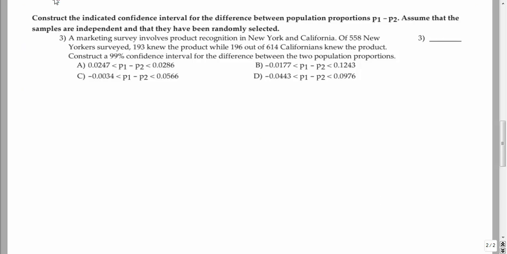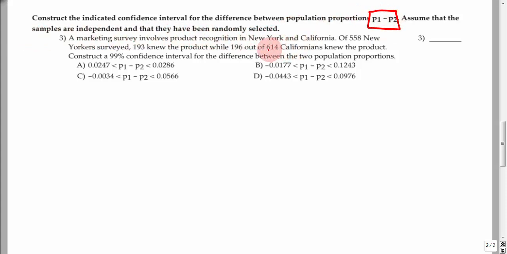So just like on our last problem, it's really important that we read the directions up here first. It says construct the indicated confidence interval for the difference between population proportions P1 minus P2. So this is important. They're giving us some information about the direction of the difference because P2 minus P1 would be different. Assume that the samples are independent and that they have been randomly selected.